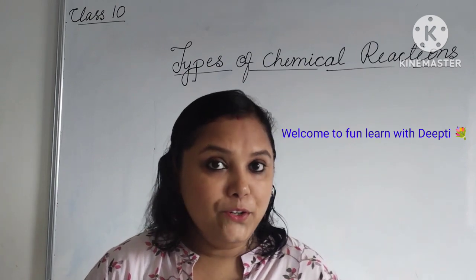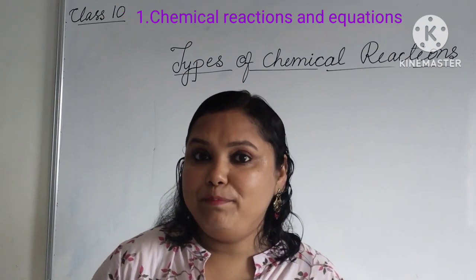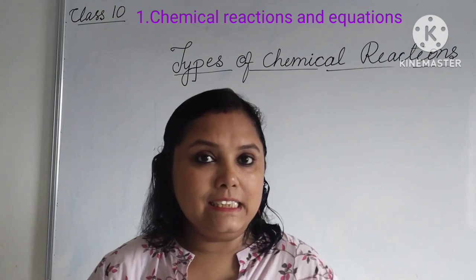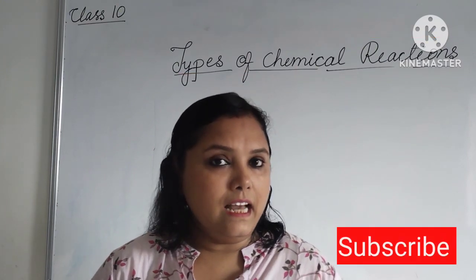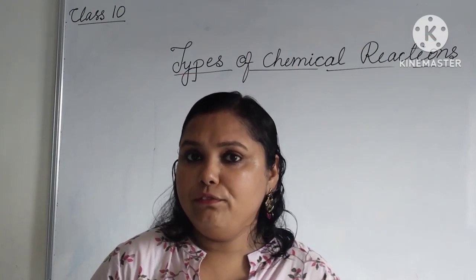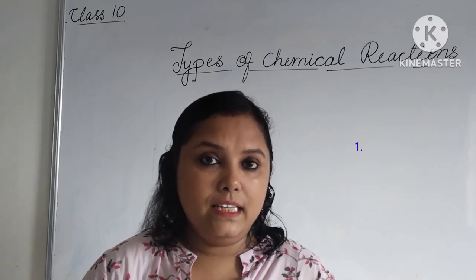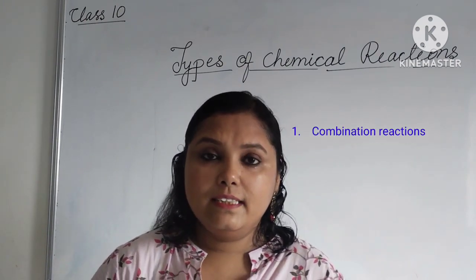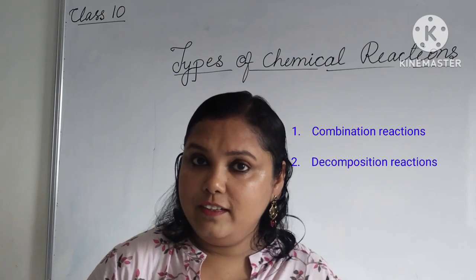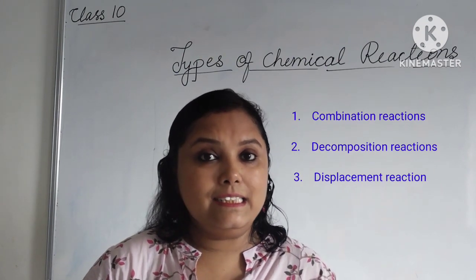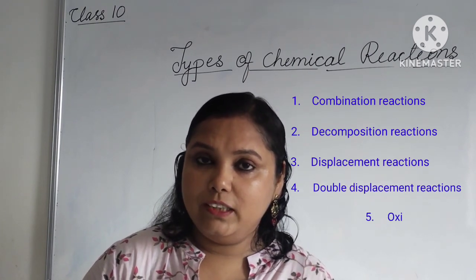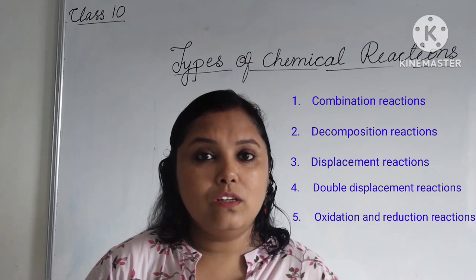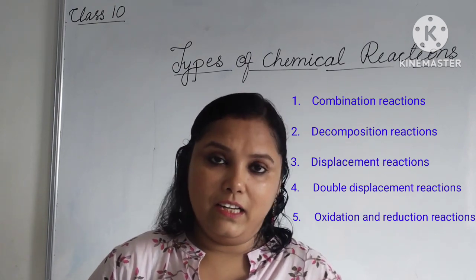Today we are going to continue the same chapter, that is chapter number 1, Chemical Reactions and Equations. Today we are going to discuss the various types of chemical reactions. In this class you have to read about only 5 kinds of chemical reaction. The first one is combination reaction, second is decomposition reaction, third is displacement reaction, fourth is double displacement reaction, and fifth one is oxidation and reduction reactions.